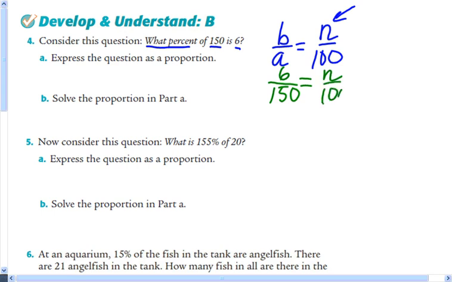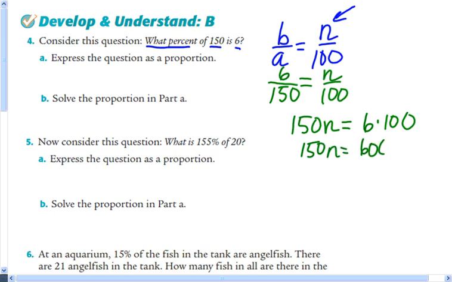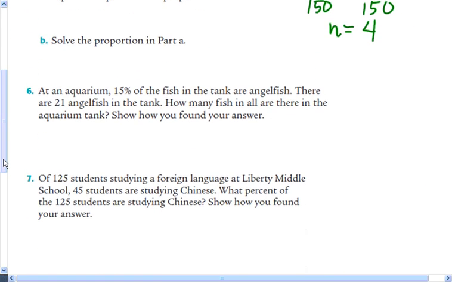And so now I'm going to use cross products to come up with an equation to solve for this. So 150 times n is equal to 6 times 100, and 150 times n is equal to 600. And divide by 150, and I get n is equal to 4. So 4% is the answer. 6 out of 150 is the same as 4%. All right, I think we'll do this one in class. Skip down to number 6.